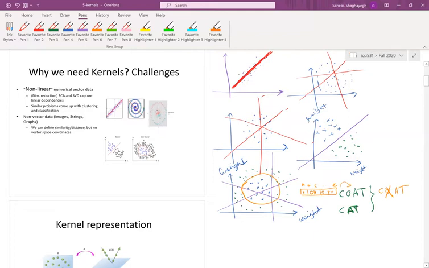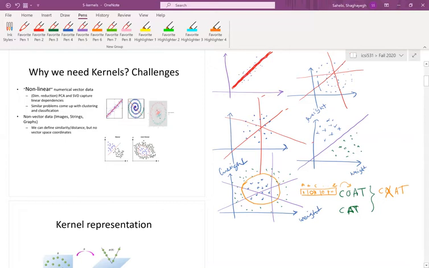It can be an image, it can be a string, it can be a graph. So we cannot really represent our data points in a vector format, but what we can do is define some similarities or distances between our data points. So we don't have any coordinates for each of our data points, but we can represent our similarities. And what we want to do is use the methods that we know, the linear methods that work with vector data, to be able to work with these kinds of data for us. So basically, two reasons.